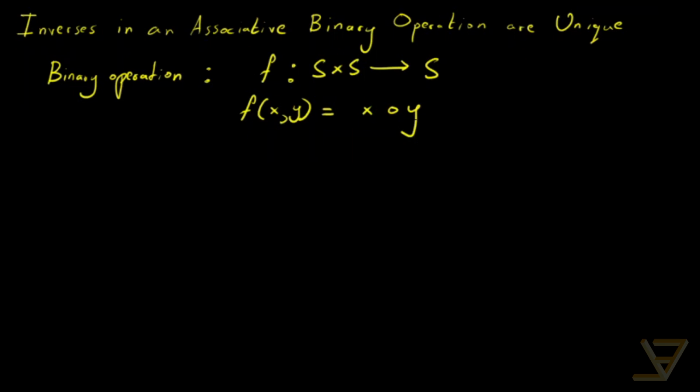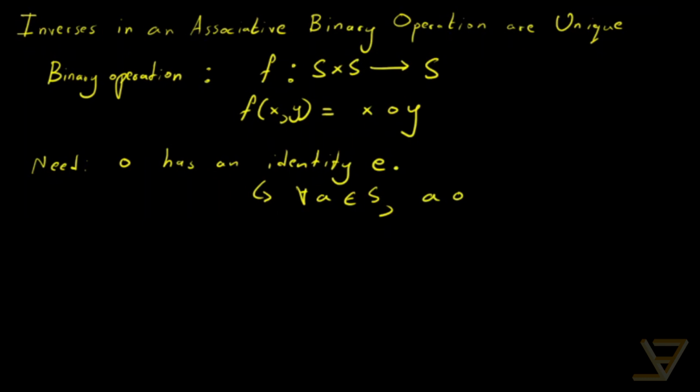Secondly, for this result, we're going to need the fact that the operation O has an identity. Let's call it E. If you haven't seen this before, what this means is that for all elements A in S, A composed with E is equal to E composed with A is equal to A. That's an identity, such as 0 in addition or 1 in multiplication.